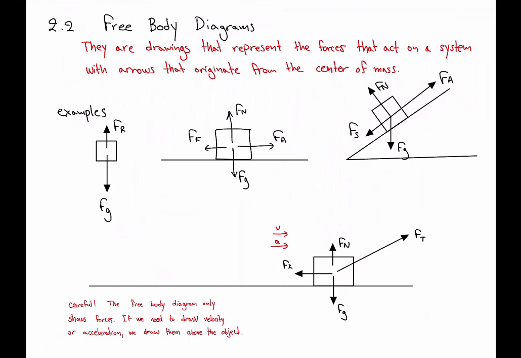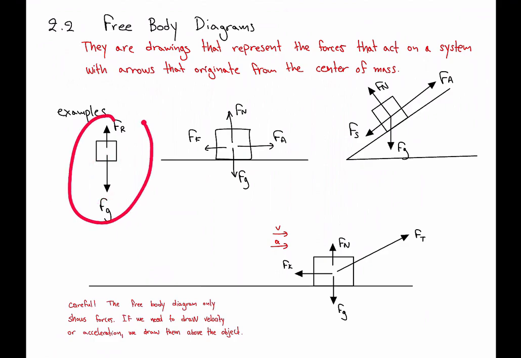This kind of diagram we call a free body diagram, and it shows the forces that act on the object. We can draw the forces as they act on the object, with an arrow that starts from the center of mass of the object and points in the direction where the force is applied. For example, the force of gravity is always applied straight down. The length of the arrow shows the magnitude of the force.